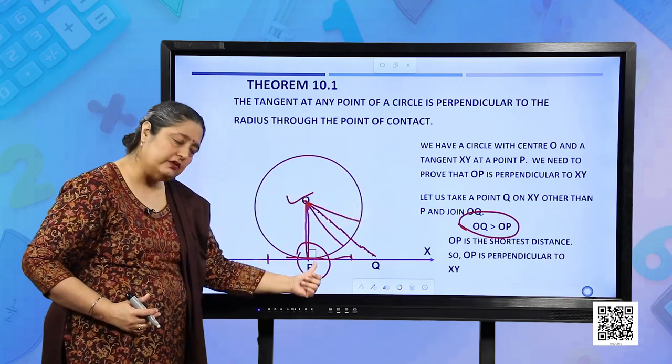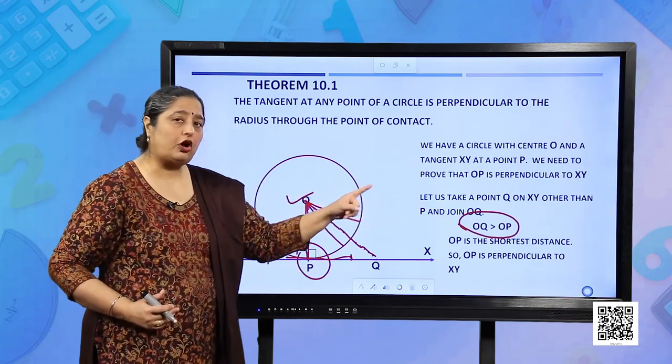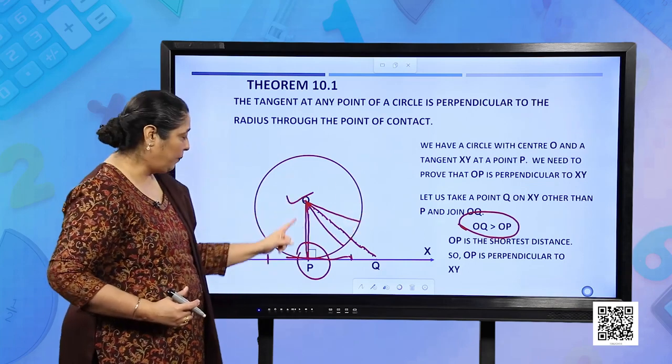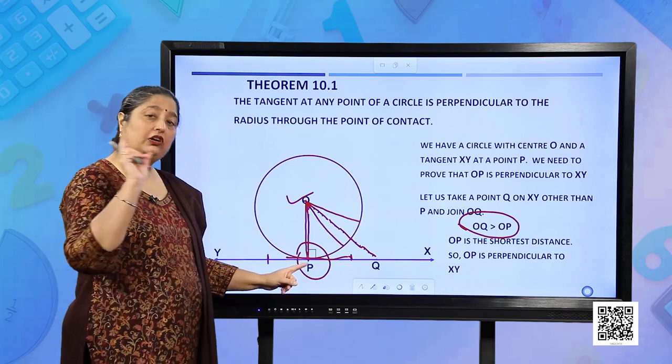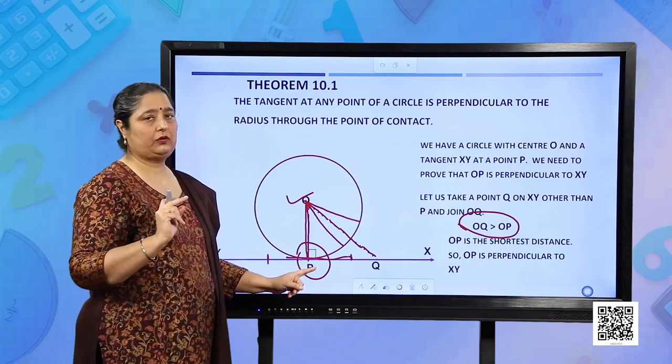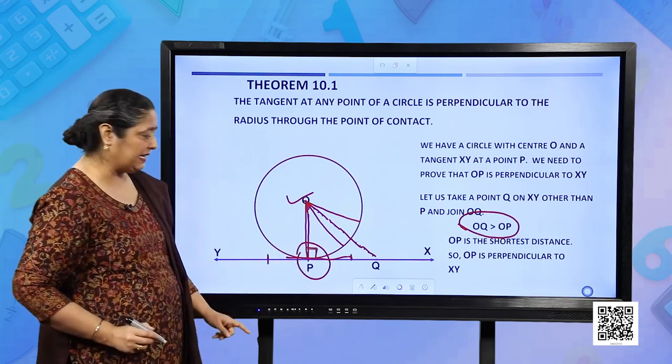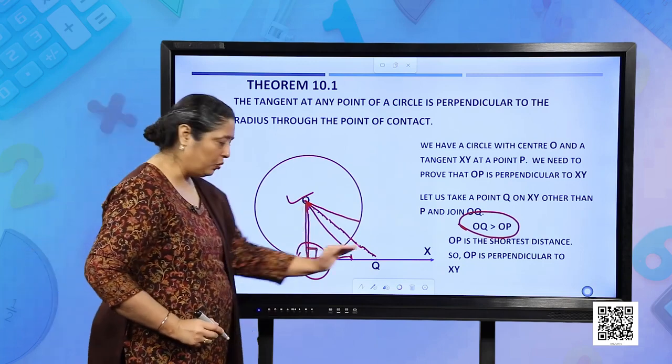Why? OP is the radius. So, OP is the shortest distance. Why again is it the shortest distance? Because OP is the radius and the shortest distance is always a perpendicular. So, OP is perpendicular to XY. I hope it is clear.